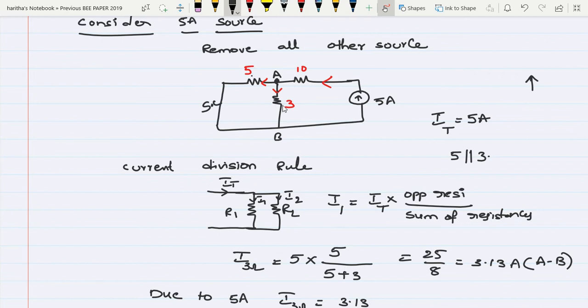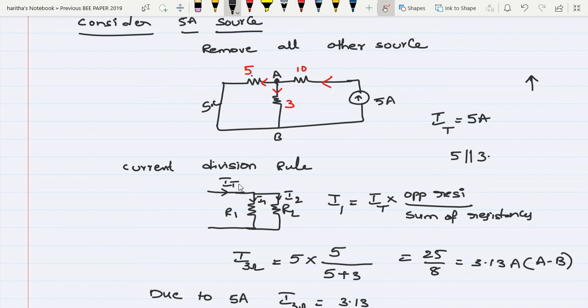So now this 5 and 3 are in parallel, and we know the total current for this circuit. What is the total current for this circuit? 5 amperes is the total current. And if any two resistors are in parallel, so I draw here, this is R1 and R2, these two resistors are in parallel. And for this parallel combination, I am writing the total current IT.